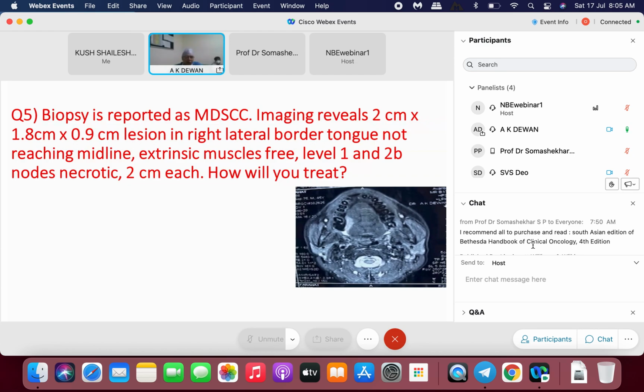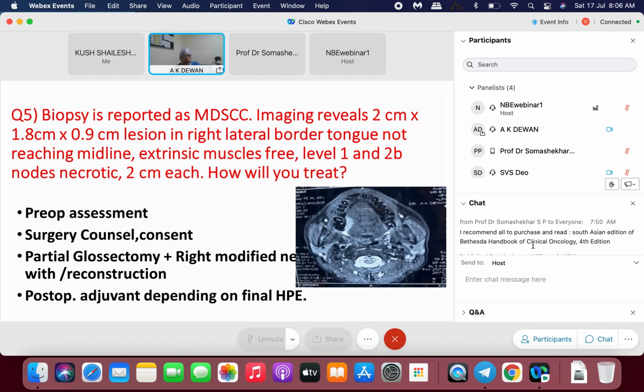Okay. So that is how the examiner will put questions. See the beauty of this OSCE and these questions on simulated patients or on screen. Same question is being put up to 12 candidates, same way, and same is expected. So you will do pre-op assessment, surgery, you will counsel for surgery, you will take consent, and you will do partial glossectomy with right modified neck dissection, plus minus reconstruction.